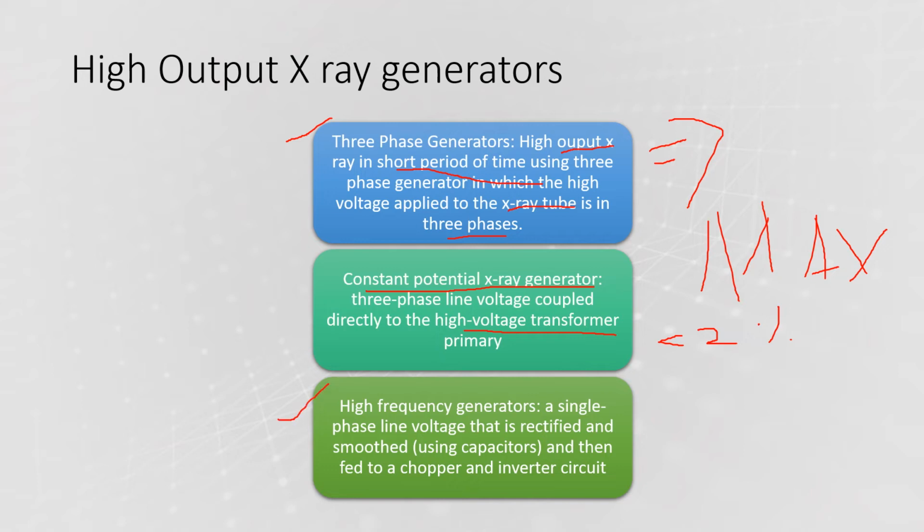Now the high frequency generator is smaller compared to the other two which we discussed earlier. Here a single phase line voltage is used and fed to a chopper and inverter circuit, and as a result the DC voltage, the direct current voltage, is converted to high frequency AC voltage.